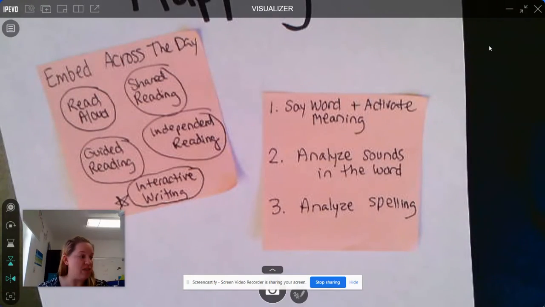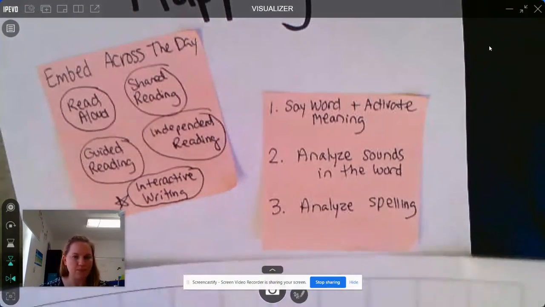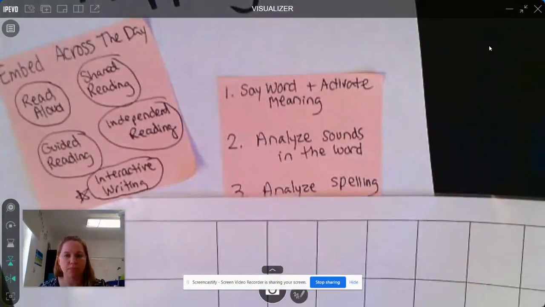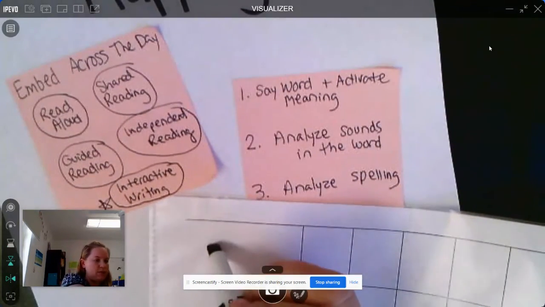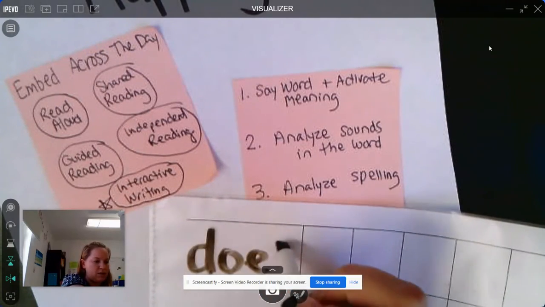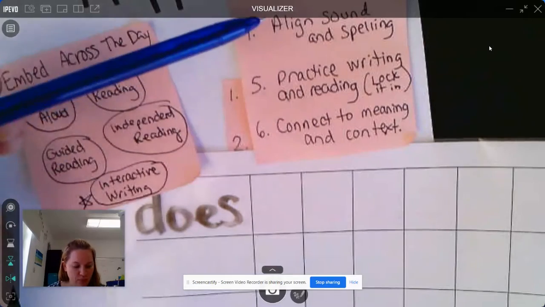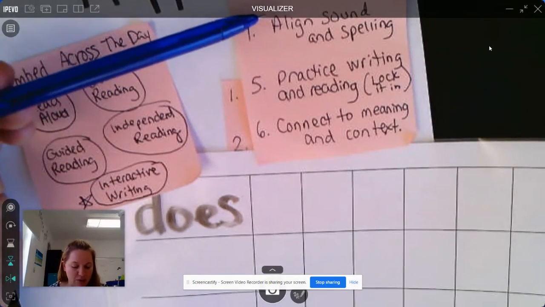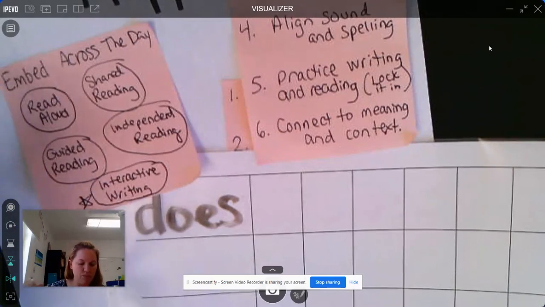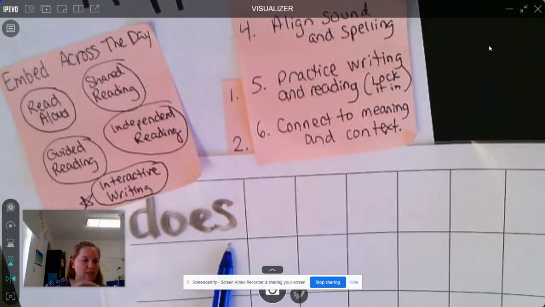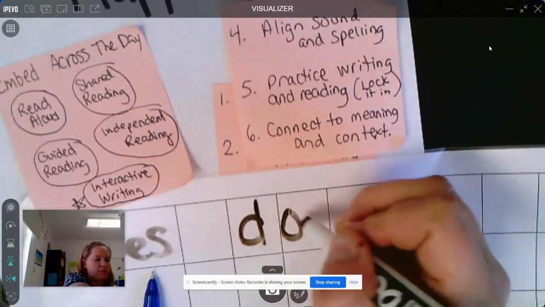Now, watch while I write the letters: does. Watch while I write the letters does and say it slowly again: does. Next are steps 4, 5, and 6. Let me show you the letters that go with each sound in does: d, z. So I'm going to mark it over here.